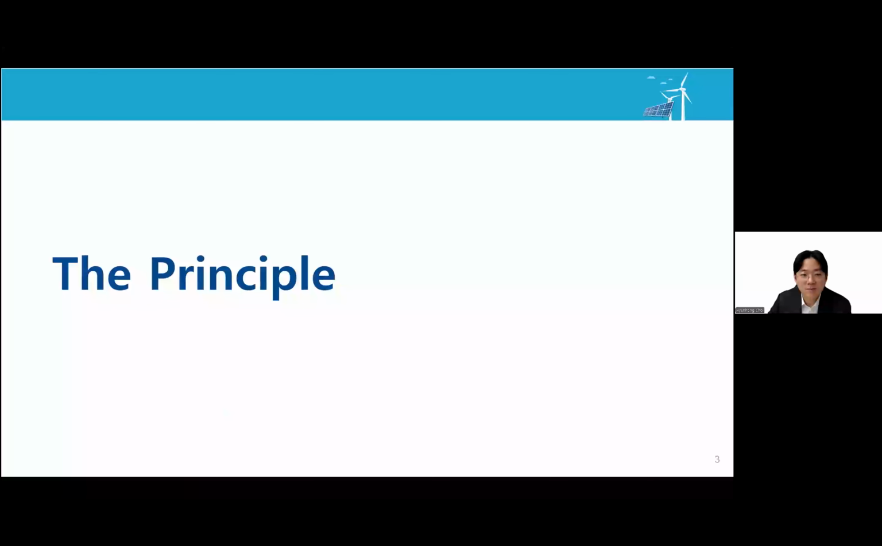So now, let's begin with our first chapter, the principle. Before we discuss advanced solutions, we must first understand the basic rules of the game, the physics that keeps a power grid running smoothly.